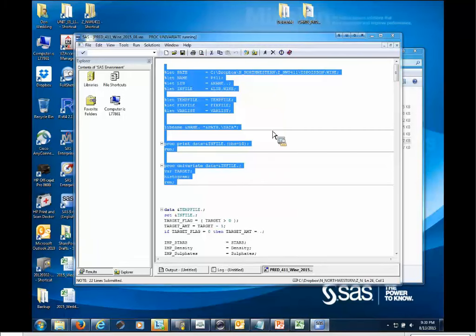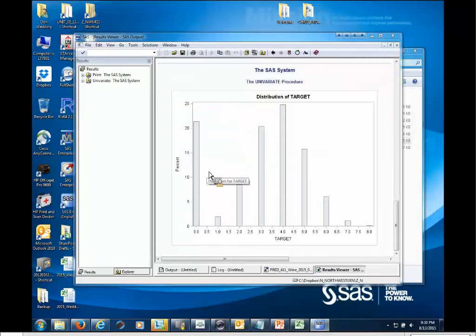I did a proc univariate here, and you can see there's a big spike here. This is a zero inflated Poisson model. And then a couple of people bought 1 case of wine, and 2 and 3 and 4 and then 5 and 6 and 7 and 8. So this is how many cases of wine the people bought.